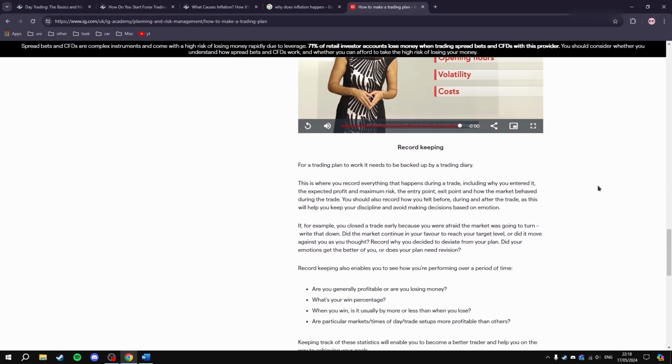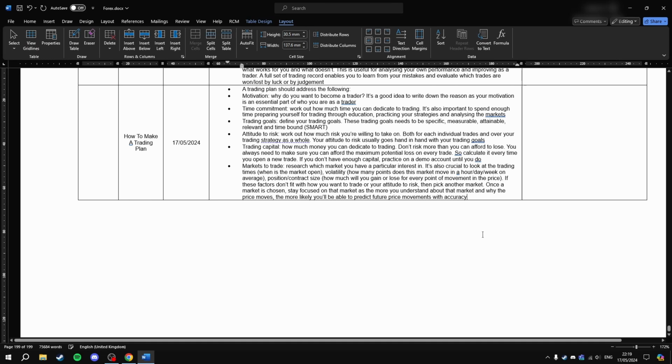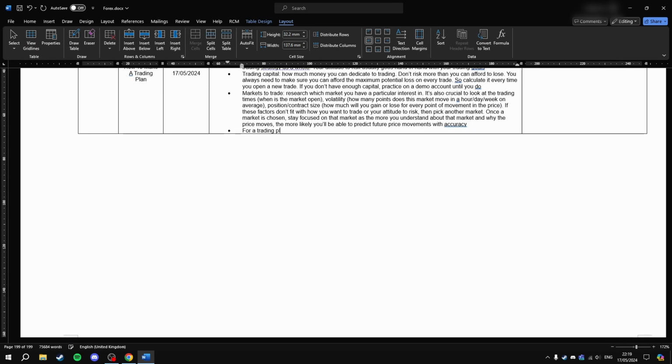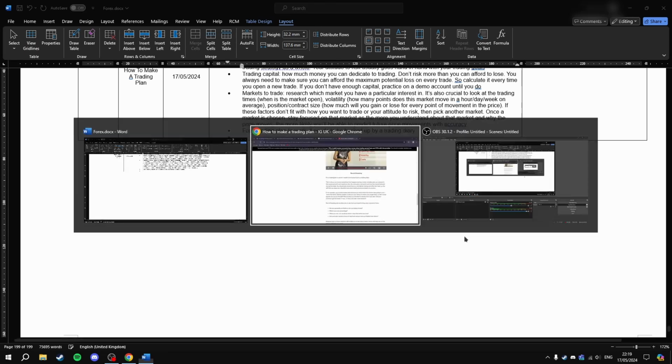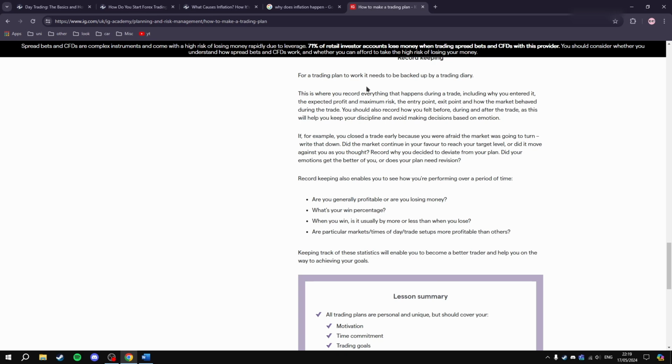Cool. So, record keeping. For a trading plan to work, it needs to be backed up by a trading diary. This is where you record everything that happens during a trade, including why you entered it, the expected profit and maximum risk, the entry point, exit point, and how the market behaved during the trade. You should also record how you felt before, during, and after the trade, as this will help you keep your discipline and avoid making decisions based on emotion.